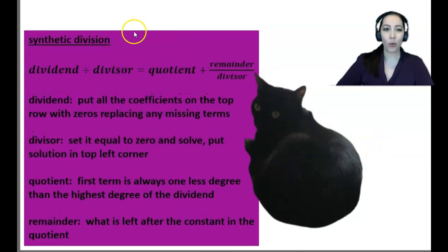She wants you to know that when you are doing synthetic division, you take the dividend divided by the divisor, and that always equals the quotient plus the remainder over that original divisor. The dividend: put all coefficients on the top row with zeros replacing any missing terms. Divisor: set it equal to 0 and solve. Put the solution in the top left corner. Quotient: the first term is always one less degree than the highest degree of the original dividend. Remainder: what is left after the constant in the quotient.